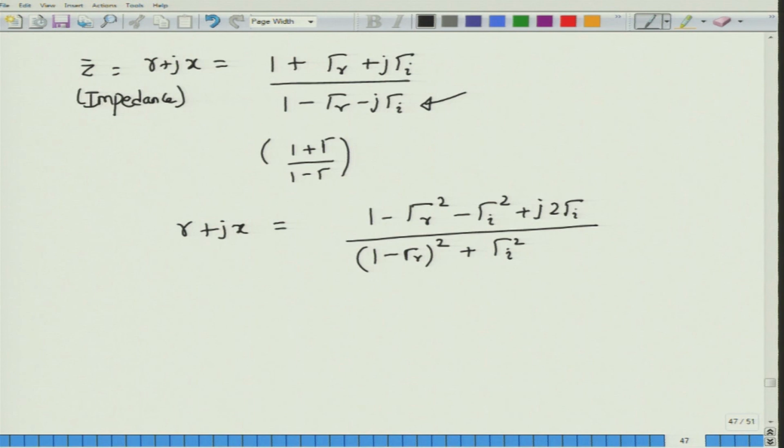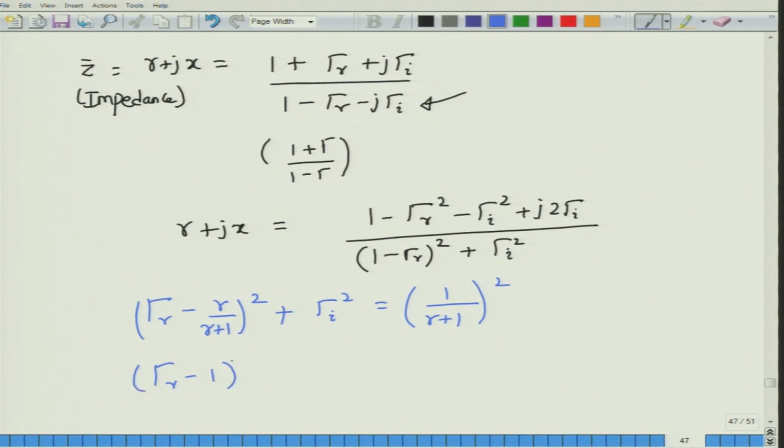The relationship is that gamma r minus r by r plus 1, magnitude squared, plus gamma I squared, will be equal to 1 by r plus 1, magnitude squared. Similarly, equating the imaginary parts and inverting the relationship and carrying out a little bit of algebra will give you another relationship, which is gamma r minus 1 squared plus gamma I minus 1 by x, whole squared, equal to 1 by x squared.